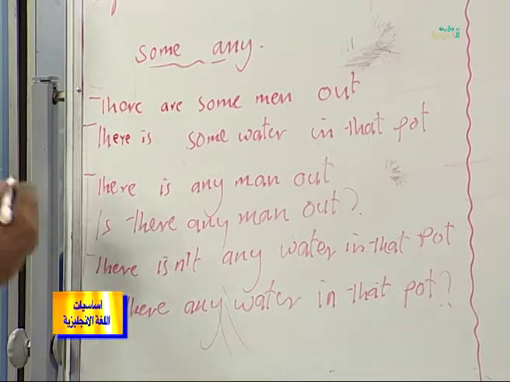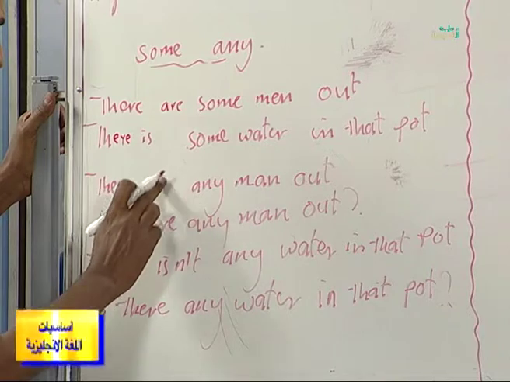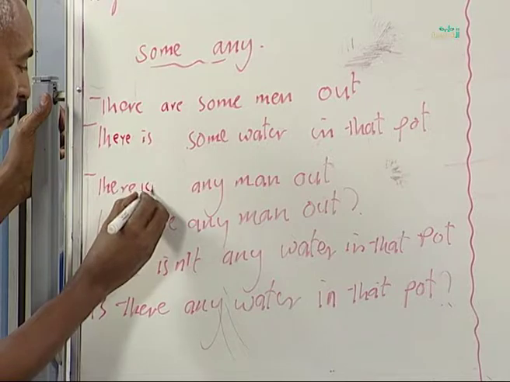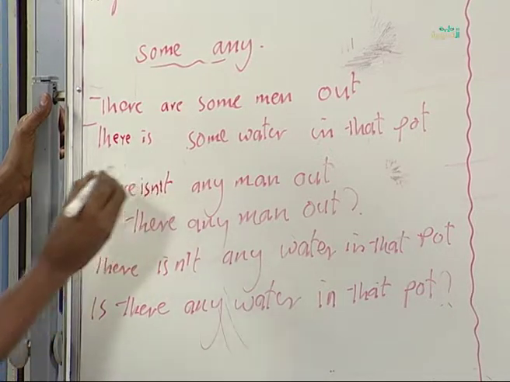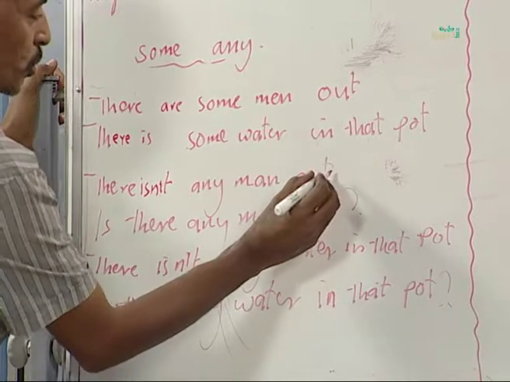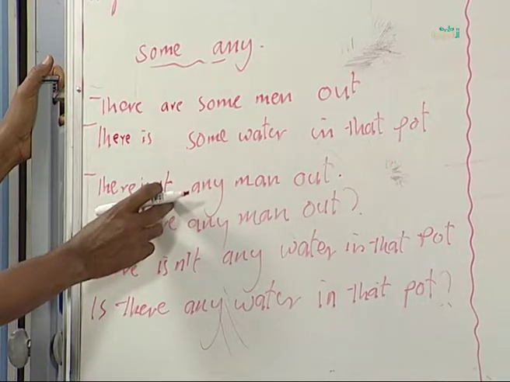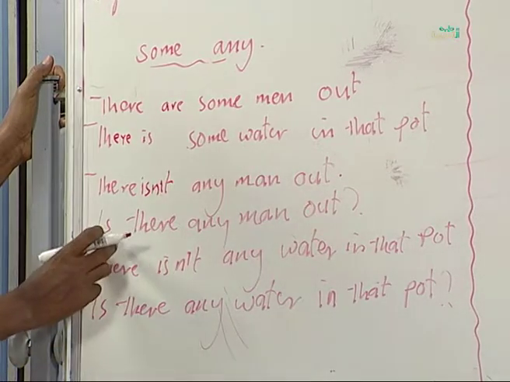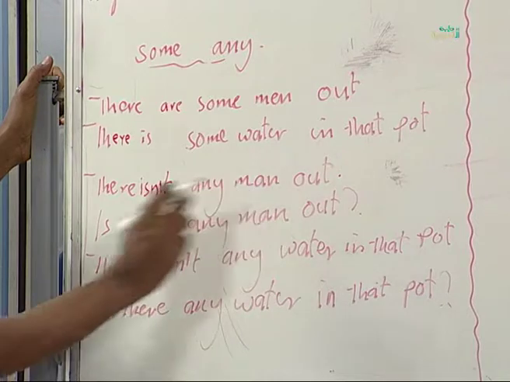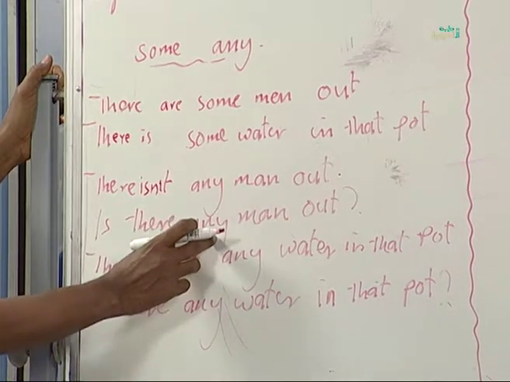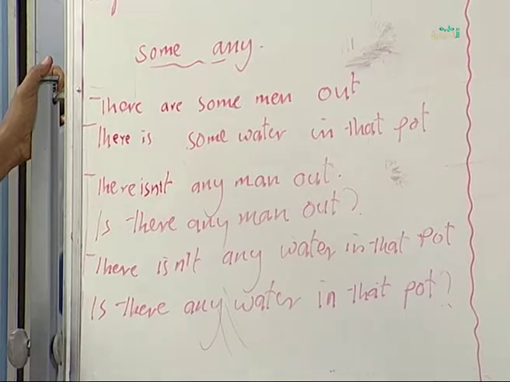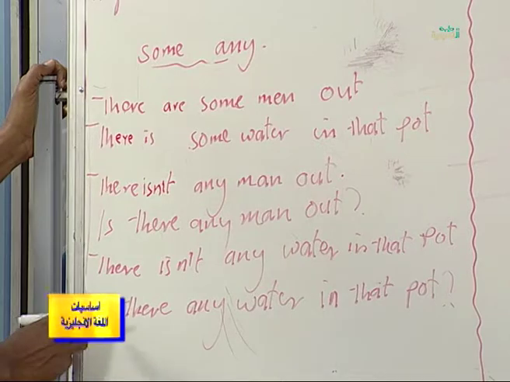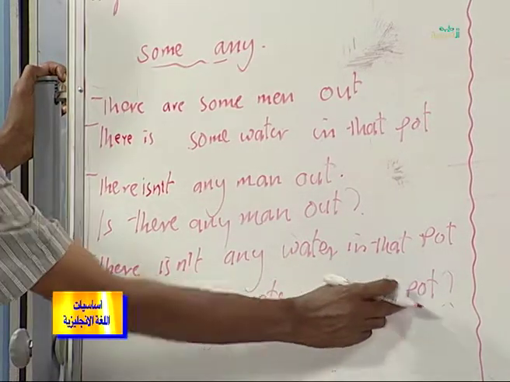Now the negative form here: there isn't any man out. This is the negative form. There isn't any man out. For a question, is there any man out? Is there any man out? It is clear. There isn't any otter in that boat. Is there any otter in that boat?